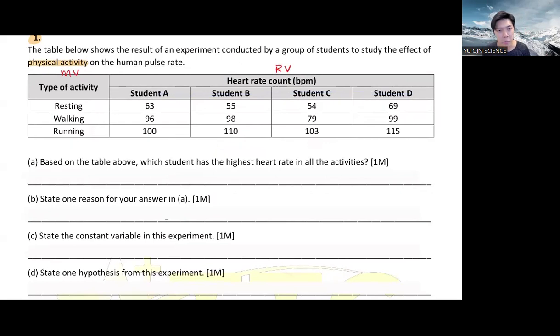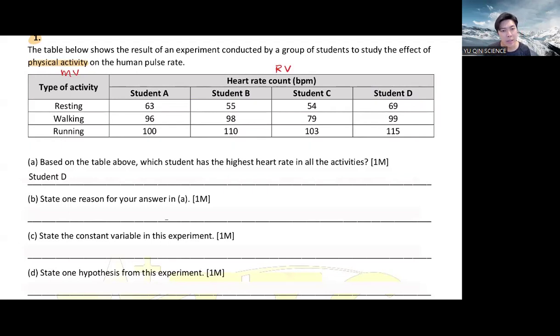Okay, like question A, very simple. Which student has the highest heart rate in all activity? Okay, so which one has the highest heart rate, meaning which number is higher? So quite obvious, right? Among all of them, within all the three activities, student D has 69, 99, 115. Okay, so obviously, student D. We'll get to C also, Harish.